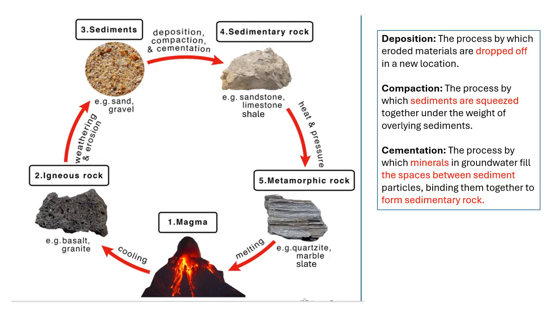Examples of sedimentary rocks are sandstone. Sandstone is when normal sand particles are compacted and cemented together to form sandstone. Limestone is formed when seashells and broken coral reef particles are compacted together to form a sedimentary rock called limestone. Shale is formed when very fine particles or clay particles are compacted together. Then a sedimentary rock called shale is formed.